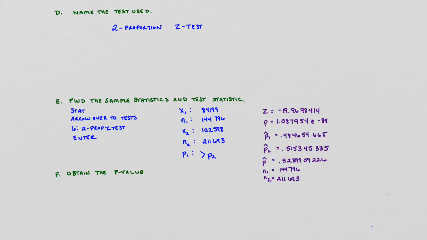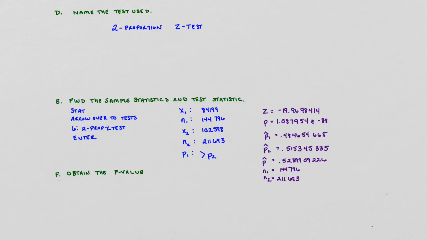So x1 is referring to the number of successes, in other words, the number of females in our first group, those taking the biology exam. So 84,199. N1 is our sample size of 144,796. And likewise, we repeat that for our calculus group. 102,598 were female out of the 211,693.